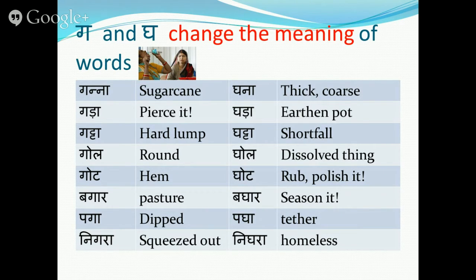Ganna, sugarcane. Ghana, thick coarse. Garda, pierce it. Ghada, earthen pot. Gatta, it's a hard lump. Ghatta, shortfall. Gol is round. Ghol is something dissolved. Got is a hem. Ghot, to rub or to polish.